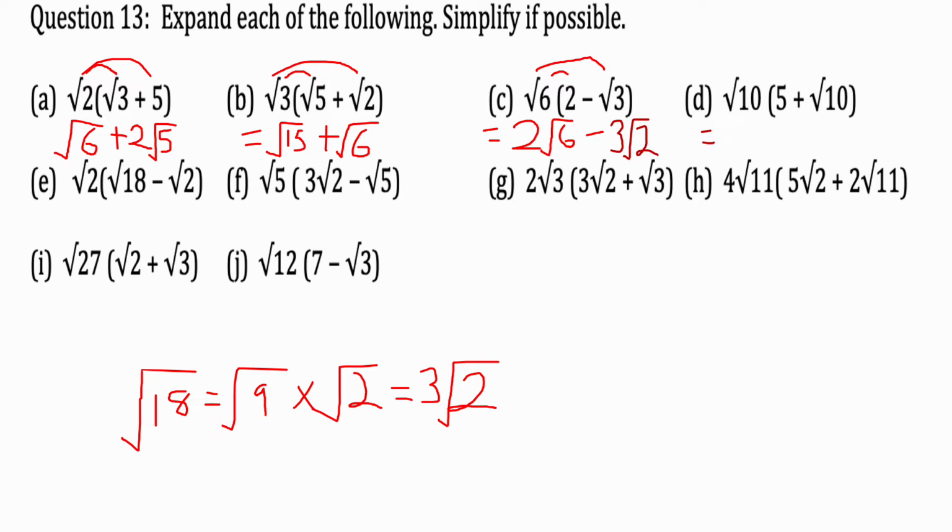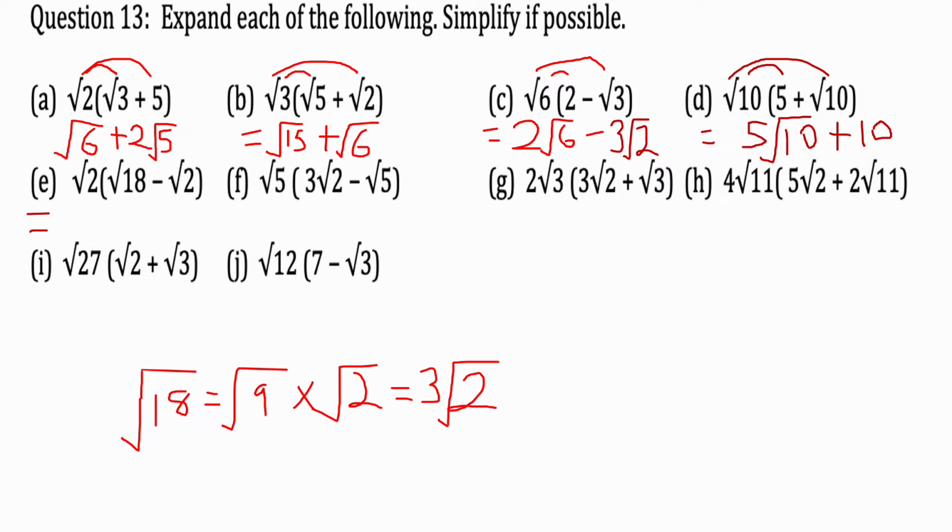Next one, guys. I have root 10 times 5, which is 5 root 10. And then I have root 10 times root 10, which is the square root of 100, which simplifies to 10. 10 times 10 is 100. The square root of 100 gives us 10. So a little trick there, guys, and a little sub rule, that if I have root x times root x, it always gives me the value of x. So anything times itself will always get rid of the surd, essentially.